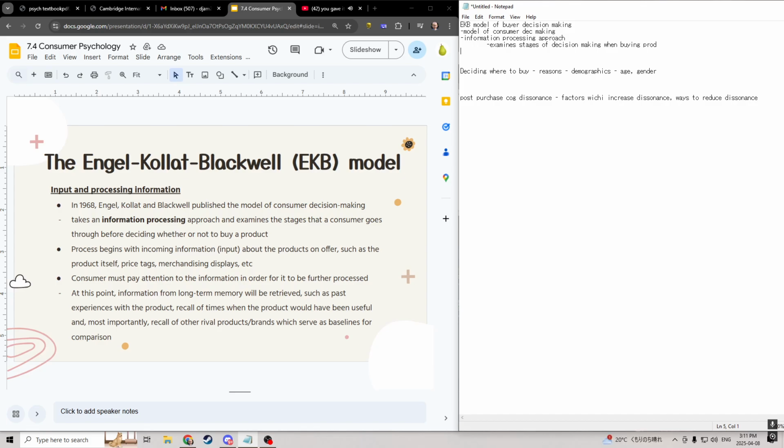The process begins with incoming information about the products on offer, such as the product itself, price tags, merchandising displays, etc. Consumer must pay attention to the information in order for it to be further processed. At this point, information from long-term memory will be retrieved, such as past experiences, recall of times when the product would have been useful, and most importantly, recall of other rival products, which serve as baselines for comparison.